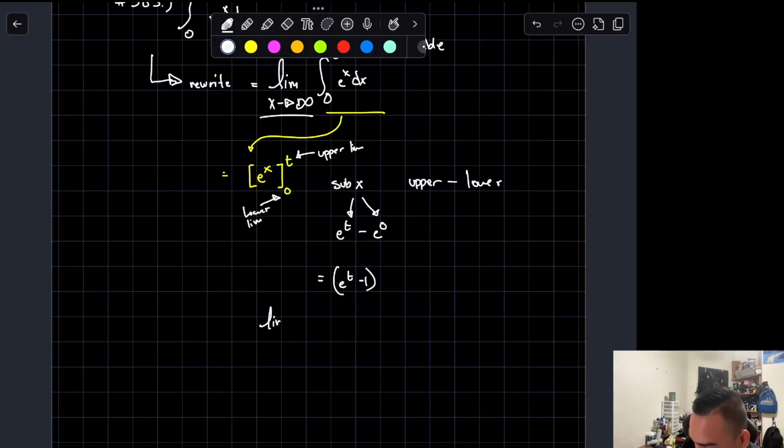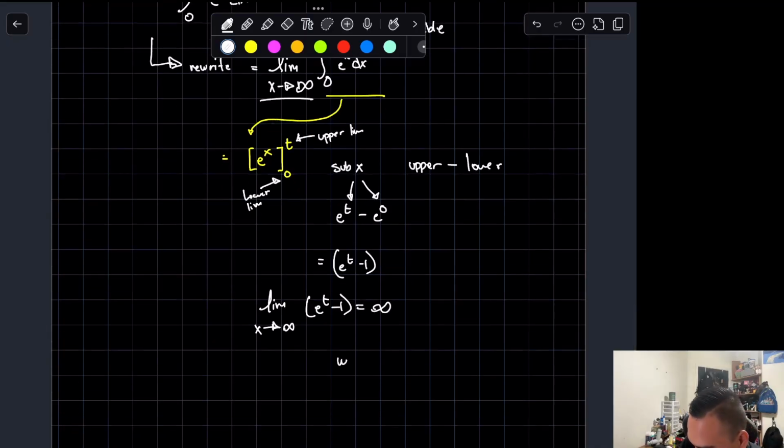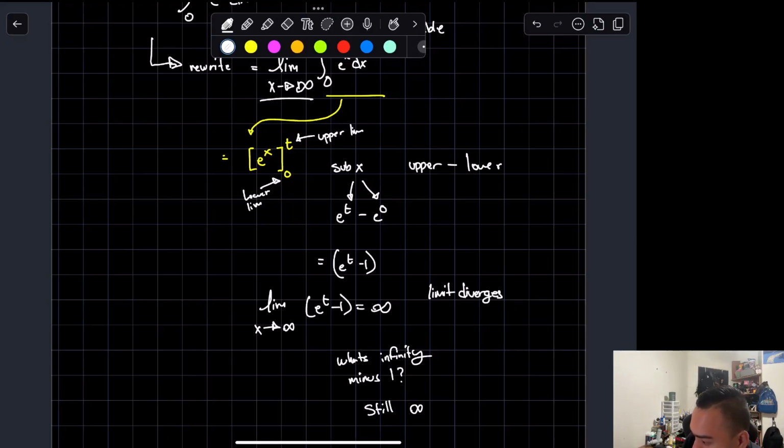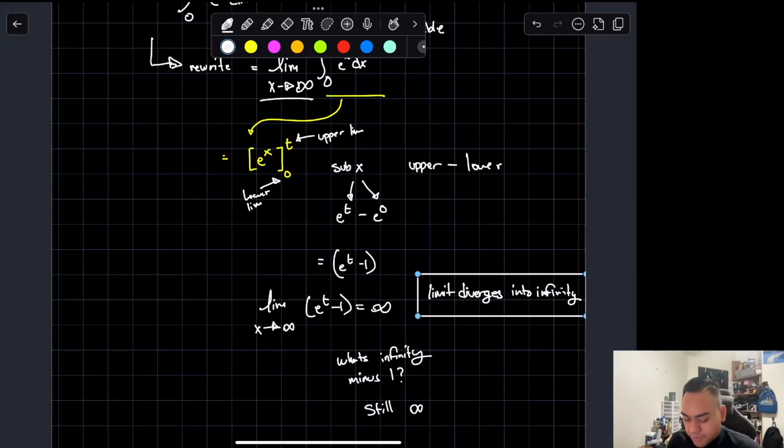We can sub this back into our limit. So it's going to be a limit as x approaches infinity of e^t minus 1. It's just infinity. The reason being is, what's infinity minus 1? It's still just infinity. So the limit diverges to infinity. And that's basically the answer. It just diverges and there's nothing we can do.